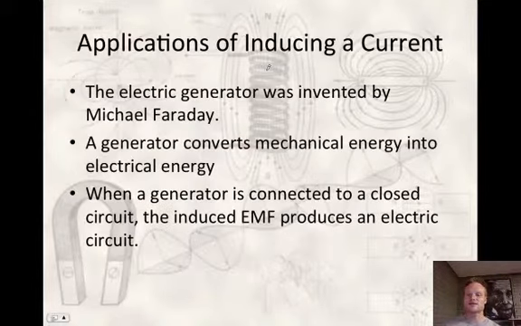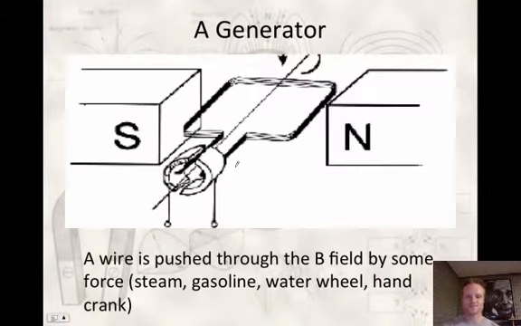You may say to yourself, well, why is this useful? How can this be useful? Well, we were now able to start creating electric generators. The first electric generator was actually invented by this man named Michael Faraday. What does a generator do? Basically it converts mechanical energy into electrical energy by inducing an EMF. When a generator is connected to a closed circuit, it induces an EMF and it produces an electric current. That's how a generator works.